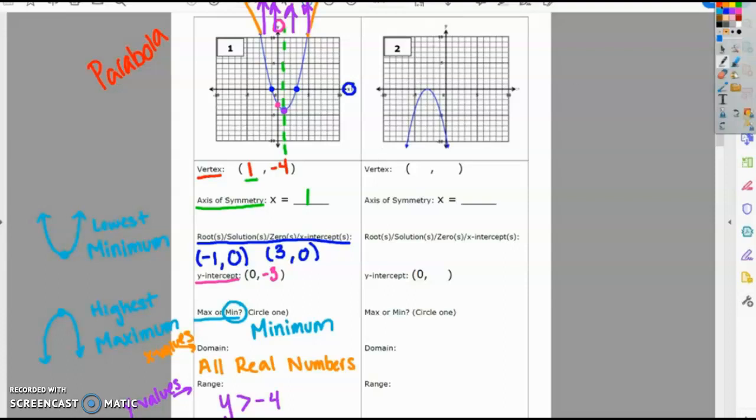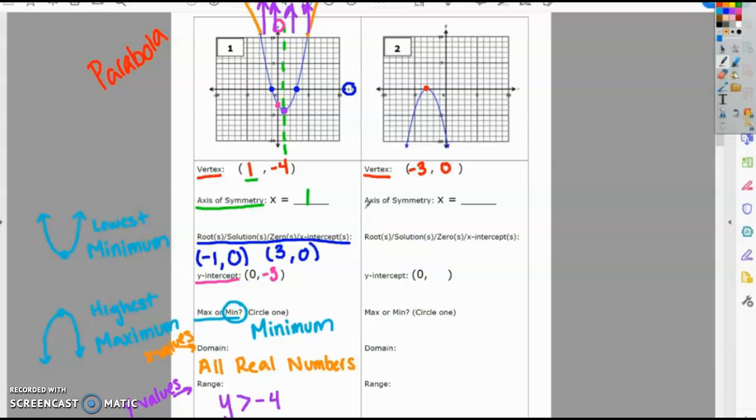So first thing again is our vertex. And our vertex is right here. And the coordinate point for that would be -3, 0. So our x is -3, and our y is at 0. So -3, 0 is our vertex.